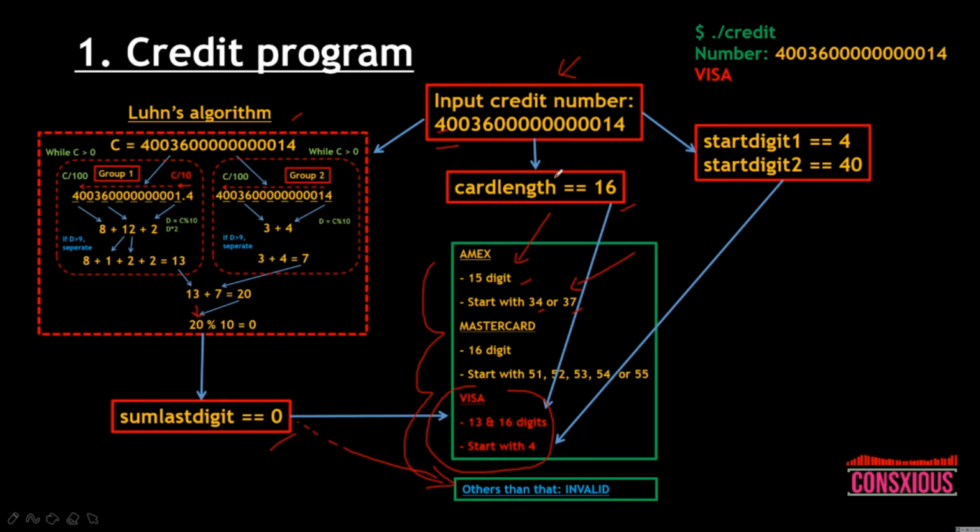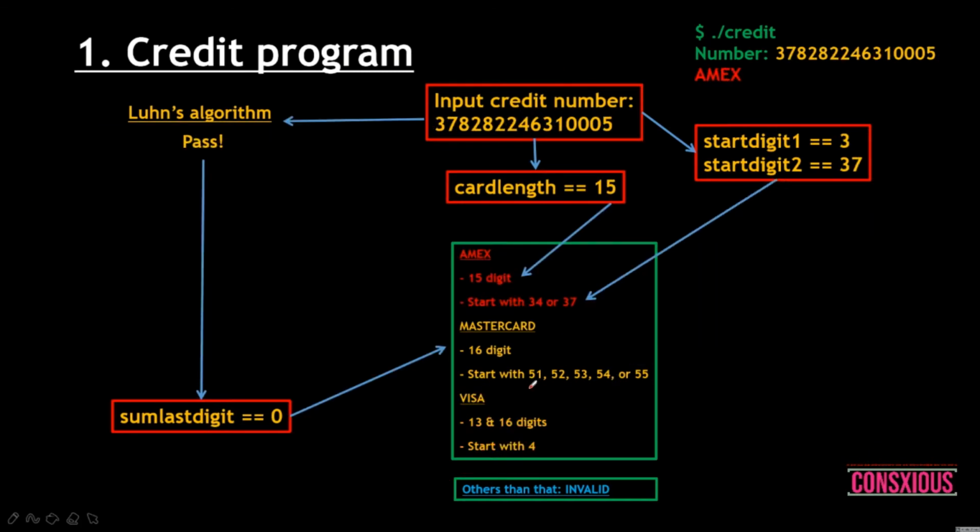After that, we check the card length. Is the Visa 13 or 16? This is 16 and starts with 4, so it belongs to the Visa. For the AMEX here, you can see these conditions: the card length is 15 and the starting digits are 37, so it belongs to the AMEX.